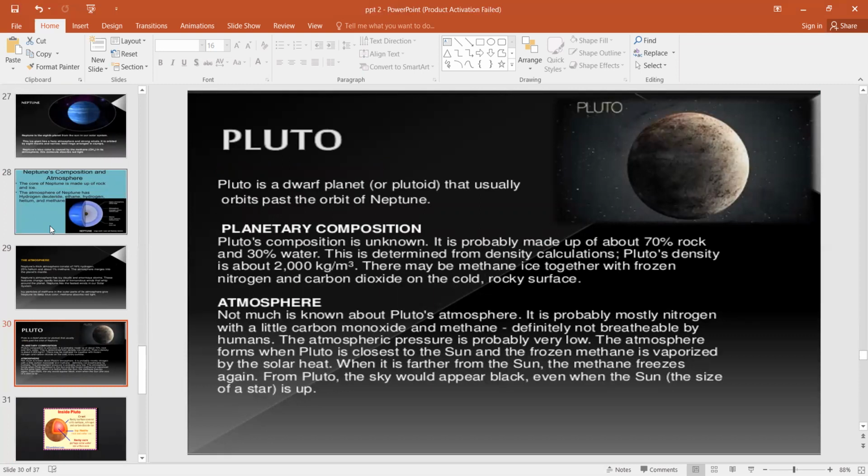So now comes Pluto. Pluto is a dwarf planet that usually orbits past the orbit of Neptune. Pluto's composition is unknown, but it is supposed that it can be made up of 70% rock and 30% water. This is determined by the density calculations. Pluto's density is around 2000 kilograms per cubic meter. There may be methane ice together with frozen nitrogen and carbon dioxide on the cold rocky surface.